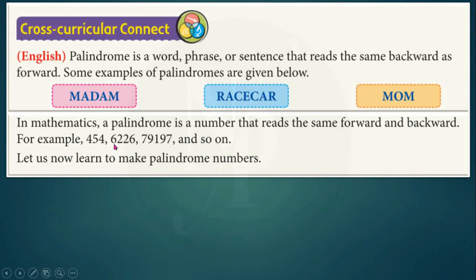This is 6226 from left to right. When you read from right to left, you will get 6226. Same. And this is 79,197 from left to right. And going from right to left, you will get 79,197, same number, and so on. We can write many such numbers. Let us now learn to make palindrome numbers.